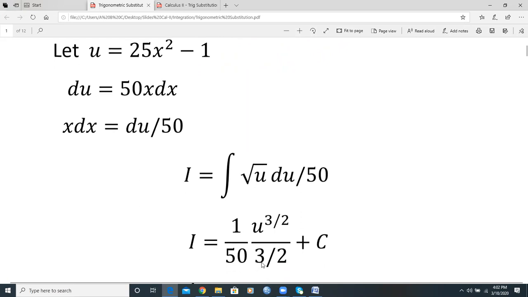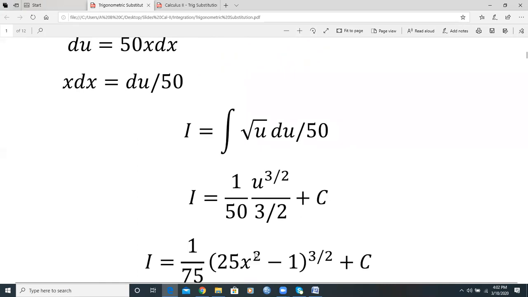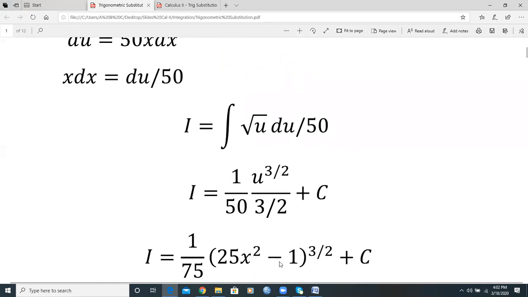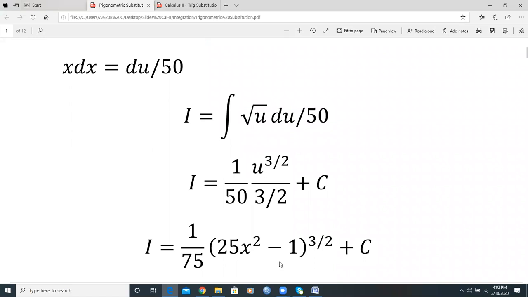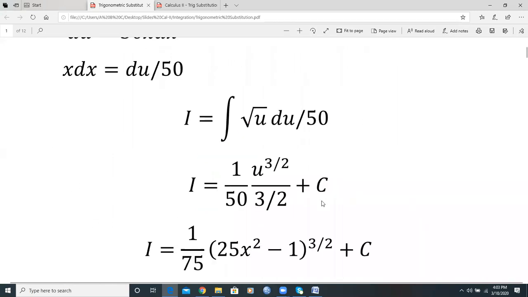Now we replace this u by 25x square minus 1. By making the substitution, if we replace u by 25x square minus 1, it can easily be integrated. The important thing is that square root 25x square minus 1 is there. If we assume this 25x square minus 1 as u, whose derivative is 50x, then x dx is there. So therefore, it can easily be integrated.